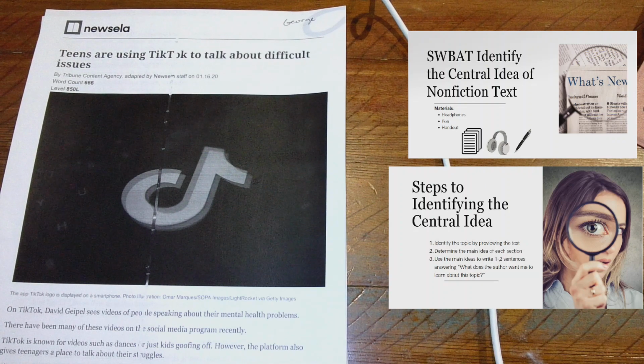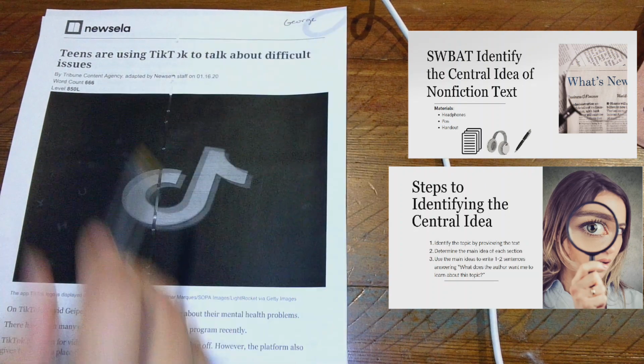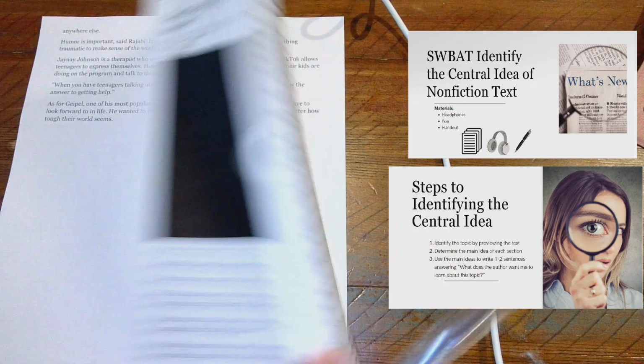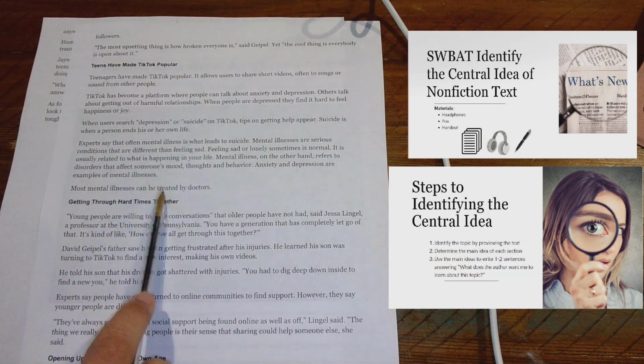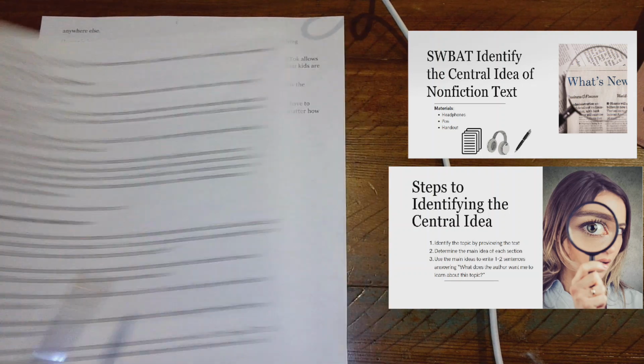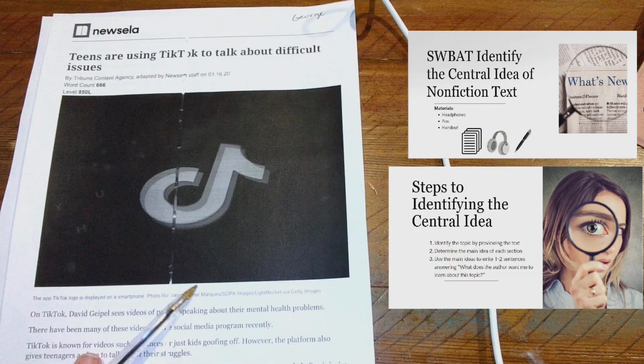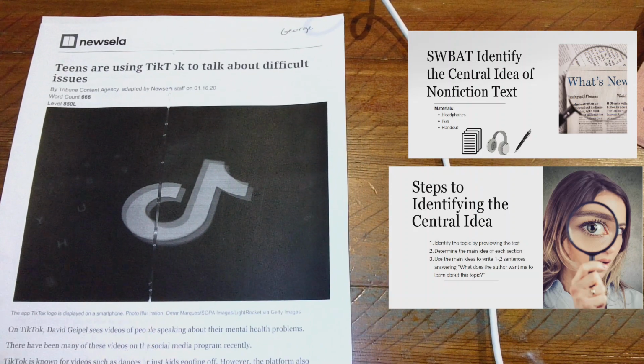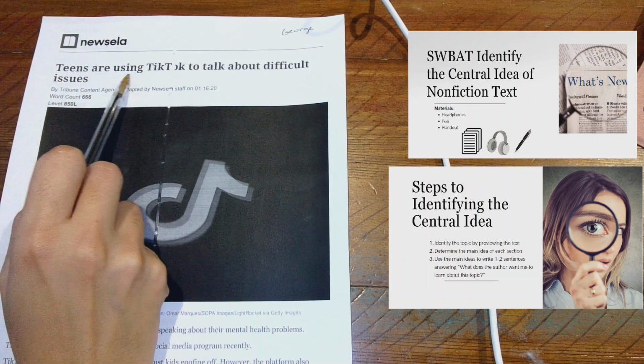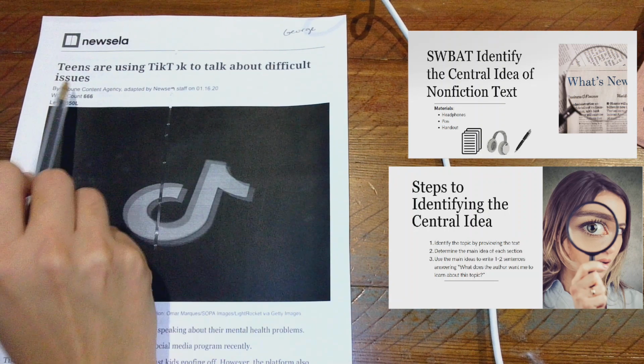So first, we're going to look at the title. We're going to look for images. We're going to look for subheadings. So right now, follow along with me as we label our paper. The first thing I notice is the title. Teens are using TikTok to talk about difficult issues.